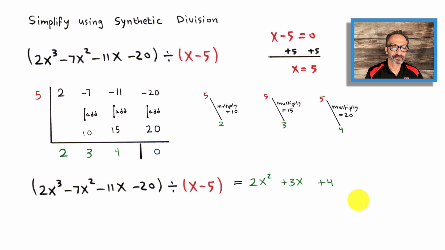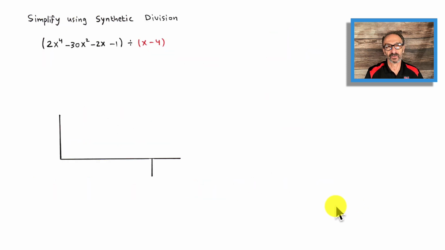Let's take another example. This time we will have a remainder. So dividing 2x to the 4 minus 30x to the second minus 2x minus 1 by the binomial x minus 4. There's two things here. We're going to end up with a remainder. We're going to end up fixing this because it looks like we're missing the third degree. So you need a placeholder, a 0 placeholder.